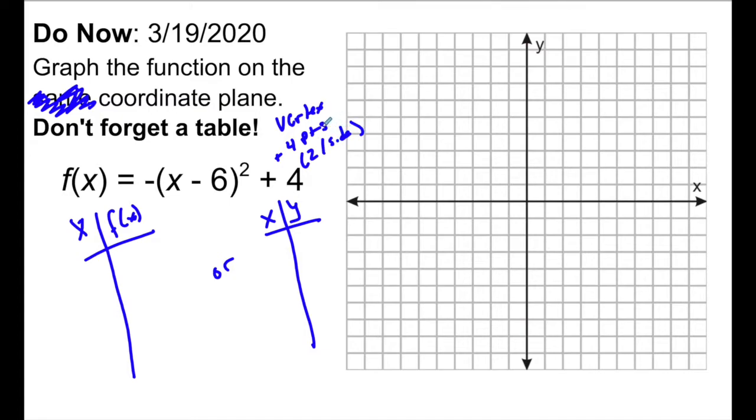So please pause the video, try to make the graph, including the table, and then when you're ready, unpause, and I'll show you how to do it.